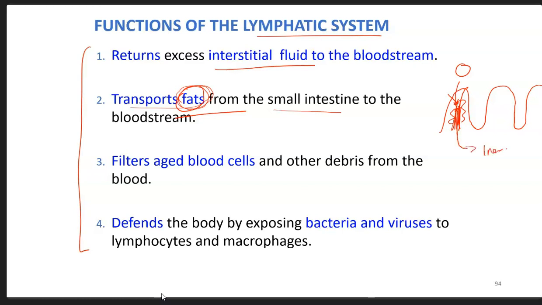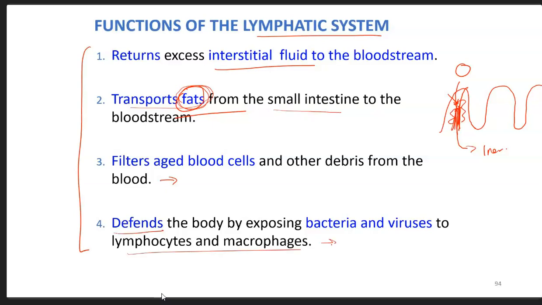Before it joins, before it enters into the bloodstream. And then third, filters aged blood cells and other debris from the blood. And then last, defends the body by exposing bacteria and also viruses to lymphocytes and macrophages.